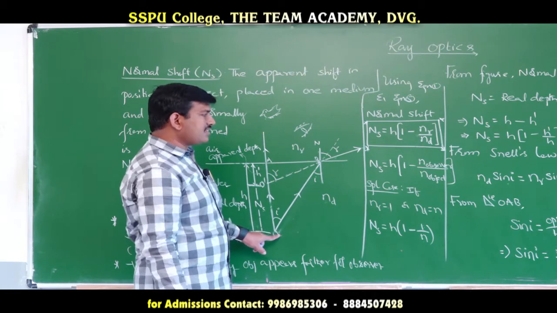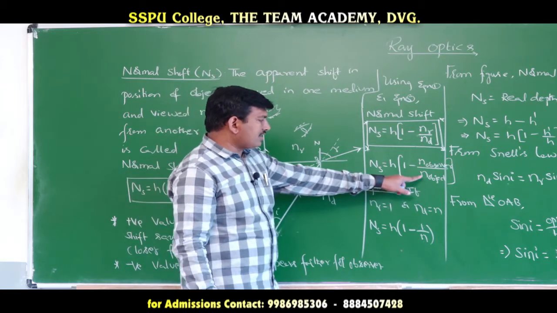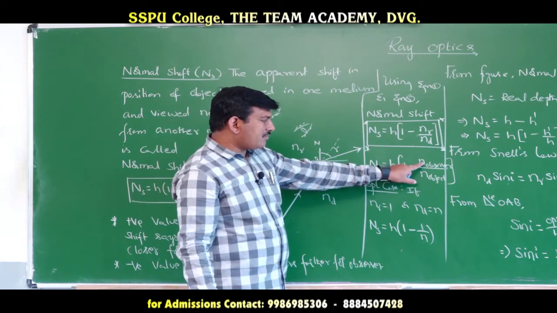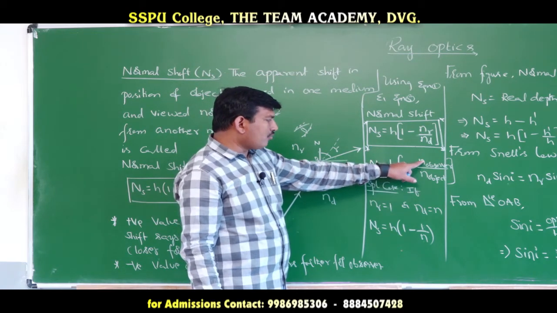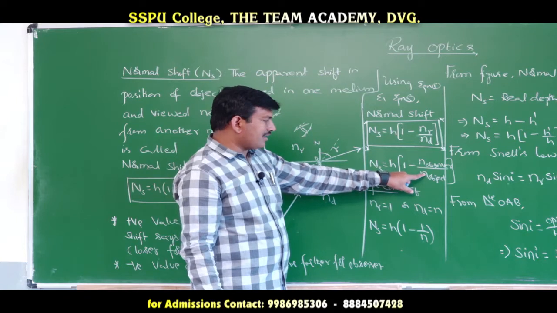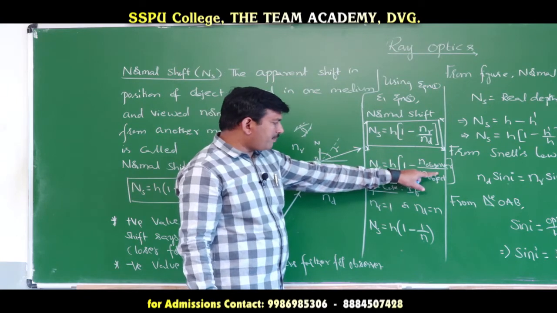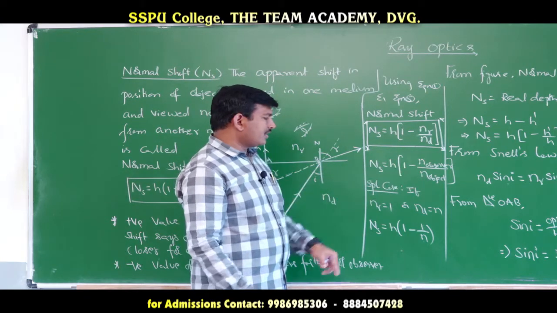The observer is in a denser medium. Now here, what can I say? Observer is in a denser medium means this n is more than this n. Therefore, this n by this n is more than n divided by n. Then what happens? This value will be positive or more than 1. Is it clear or not?